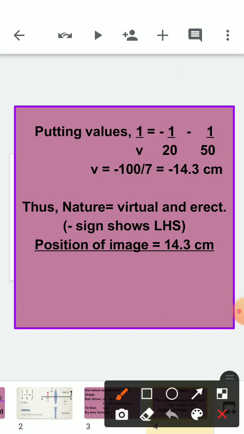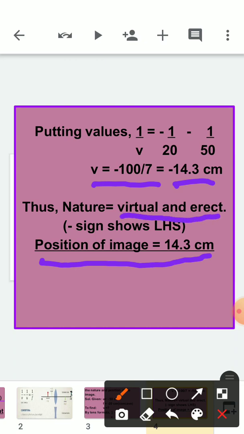When we put in the values of v, u, f, all the values given in the question, we get v equal to minus 100 by 7, which is equal to minus 14.3 centimeters. So here we have got the position of the image, 14.3 centimeters. But what will be the nature? The nature will be virtual and erect, because it has a minus sign. This minus sign shows that the image is forming on the left-hand side of the lens. So it will be virtual and erect.